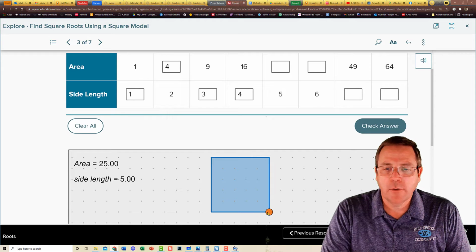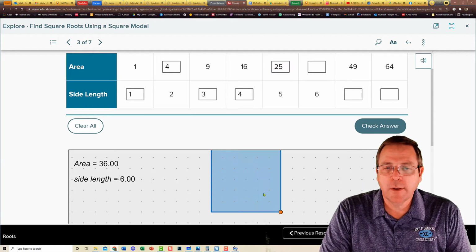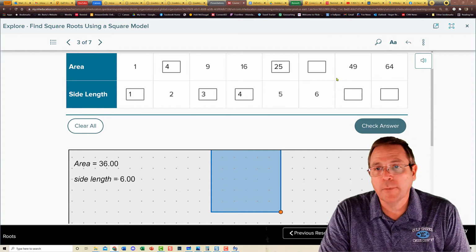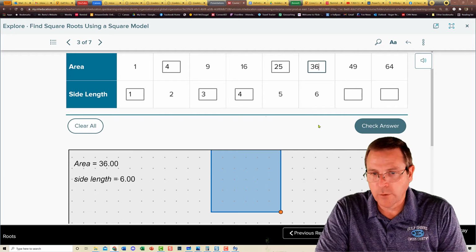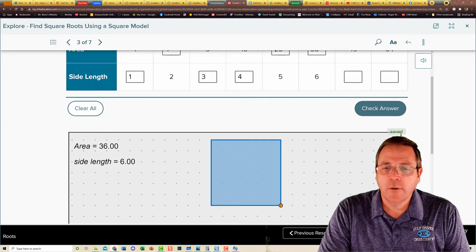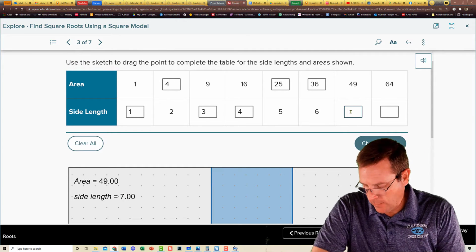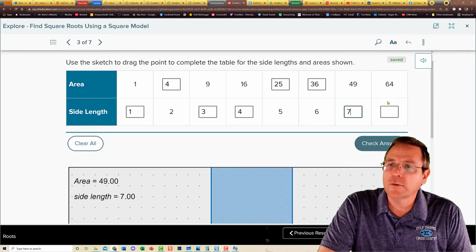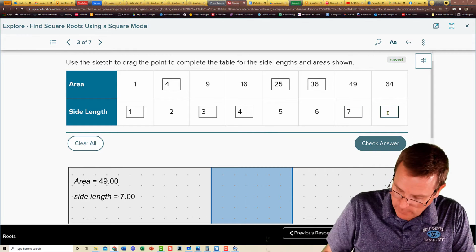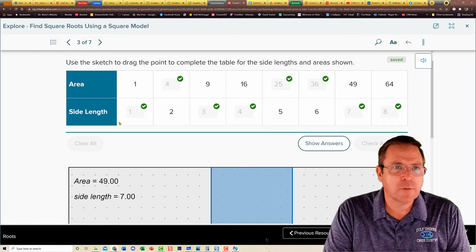If we have an area of 25, that means our side length is 5. And if we have a side length of 6, that means that our area is going to end up being 36. And give a little more working space. Area of 49, that gives us a side length of 7. And what do you think the side length of an area of 64 is going to be? Yep, you're right, it's going to be 8. Check your answers, and all of our answers check.